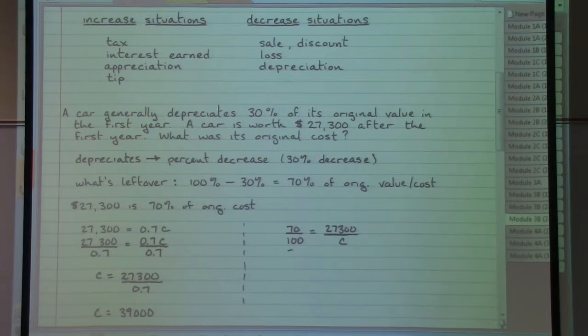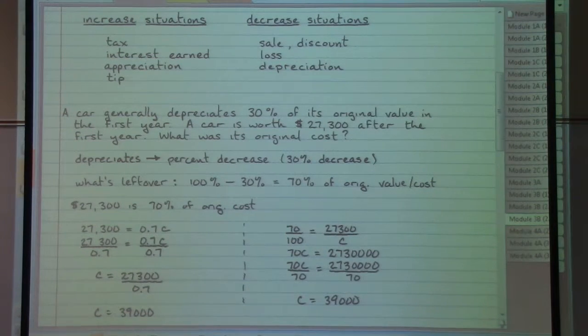A little cross multiplying gives us 70C equals 27300 times 100, which means I can just slap on 2 extra zeros. I would need to divide by 70 on both sides in order to get the C by itself. And by working through that division process, again, I'm going to get that same answer of $39,000, which is in the right ballpark.